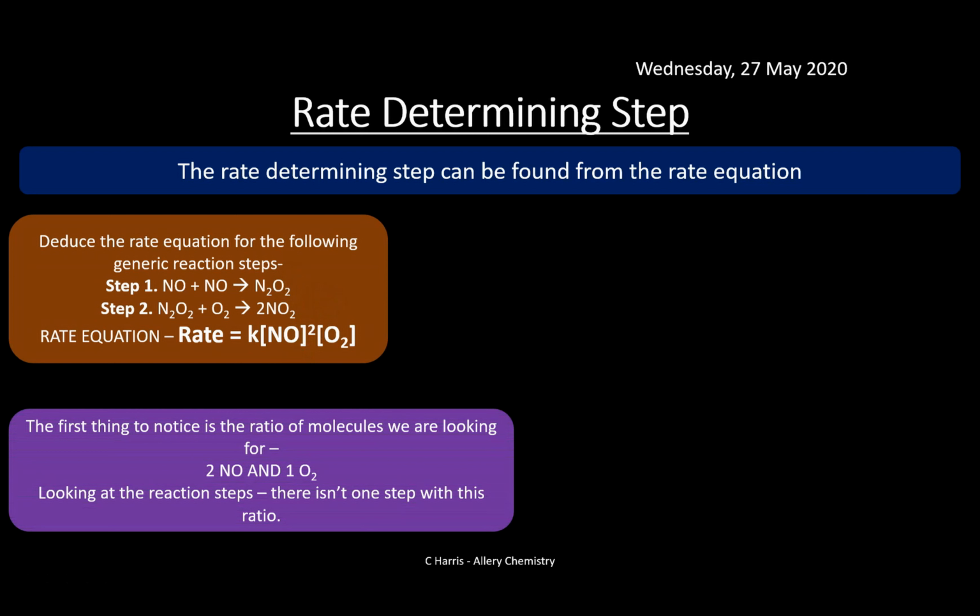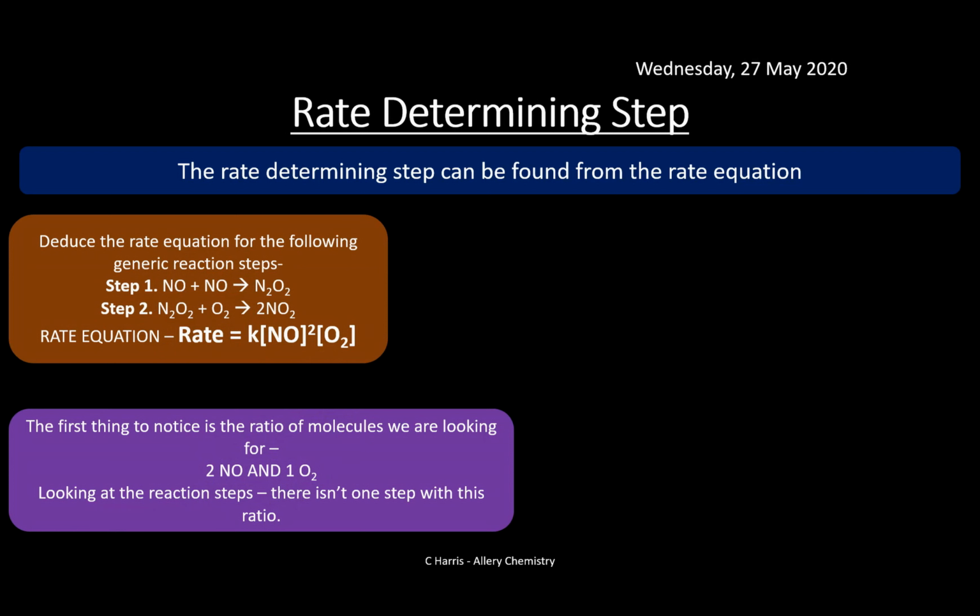So the first thing to notice here is the ratio of molecules we are looking for. The rate equation is saying we need to look for 2 NOs and 1 O2, because it's to the power of 1 for that one. Looking at the reaction steps, as you can see here, there isn't a single reaction step which has that ratio in there, 2 molecules of NO and 1 of O2. There isn't one step that actually contains all of that.